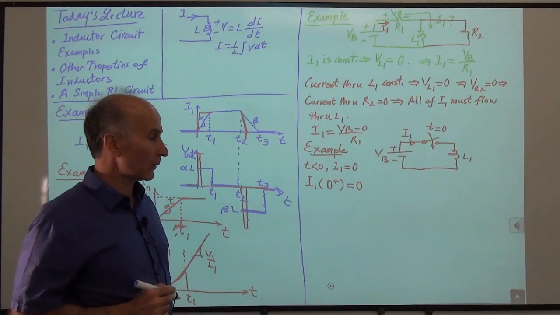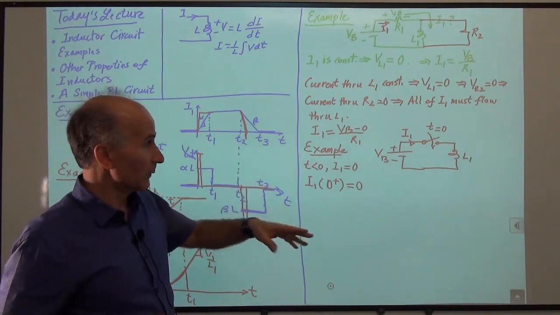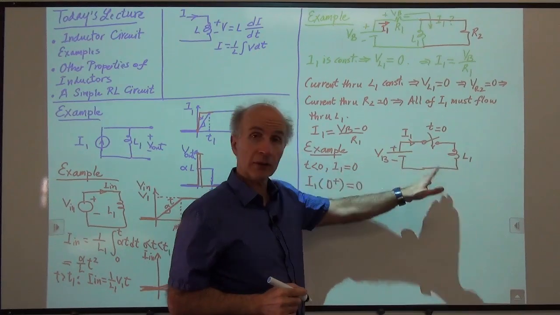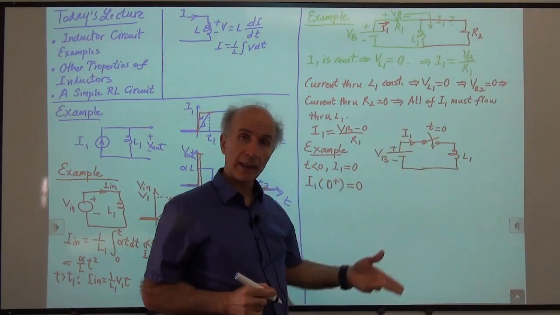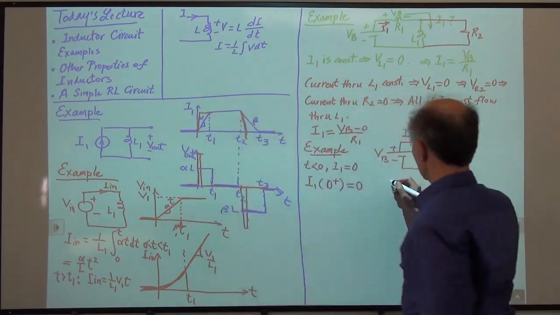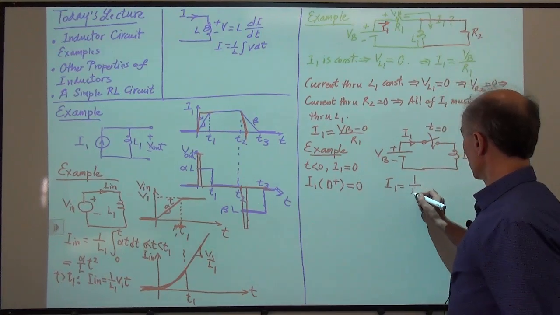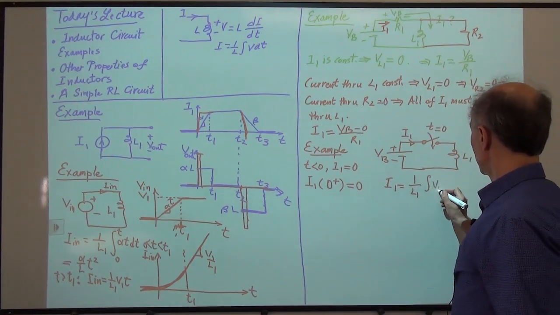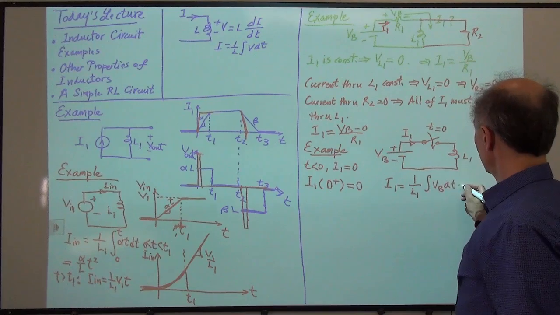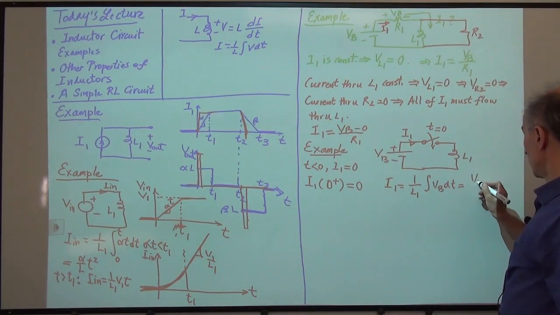All right? Okay. So, and then what happens? All right, so then there's a current flowing. We have a battery, a piece of wire, an inductor, and some current starts flowing. How do I calculate the current? Not a problem. I say from here, I1 is equal to 1 over L1 integral of VB dt. VB is constant, so that's just VB over L1 times t.